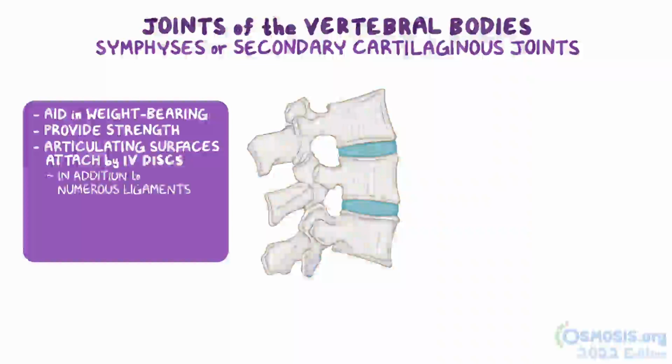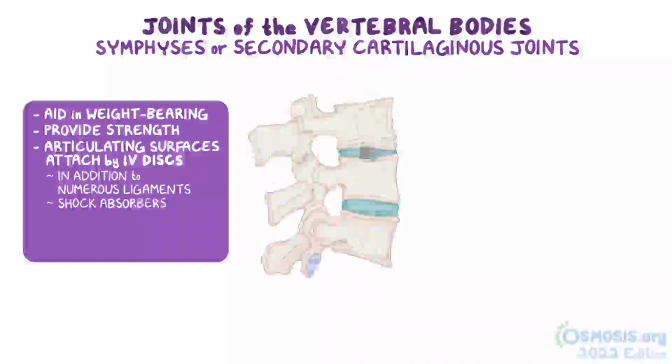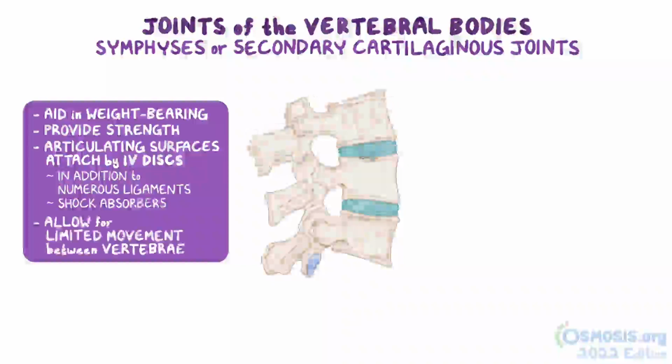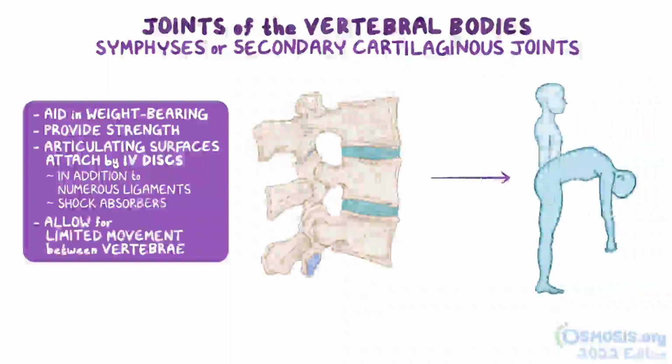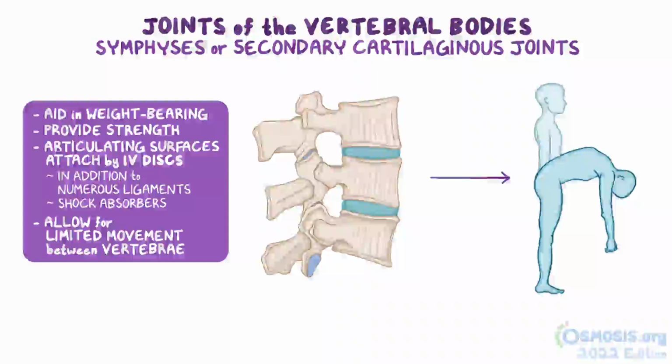The intervertebral discs function as shock absorbers between adjacent vertebrae. They also allow for limited movement between adjacent vertebrae, and while the movement between any two vertebrae is minor, the summation of those limited movements throughout the entirety of the vertebral column allow for the large movements of our spine.